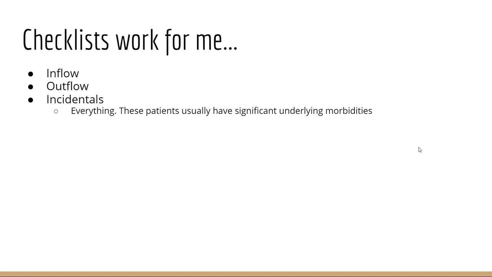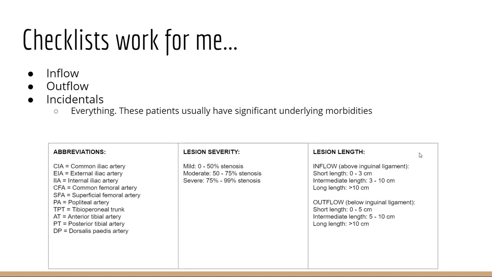So it's one of those things that we need to look for. And then I have this little legend at the bottom of my reports going over abbreviations of the different vessels, what I mean by mild, moderate, and severe, and lesion lengths above and below the inguinal ligament.